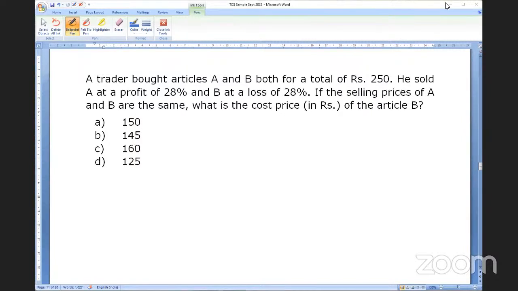Let's check this. Question directly from our rule book, rule number 7. You should go through percentages, rule number 7, and how to work out this. A trader bought articles A and B both for a total cost of 250. That means A plus B is equal to 250.